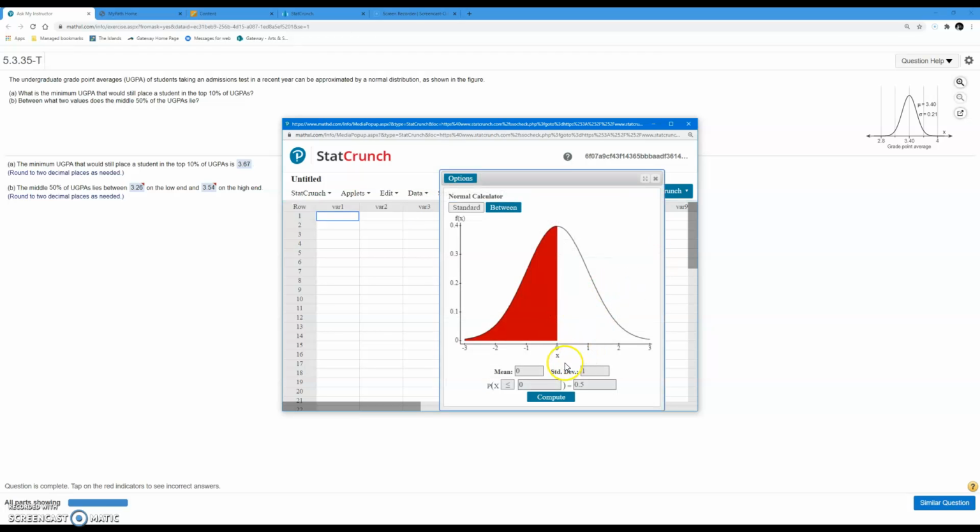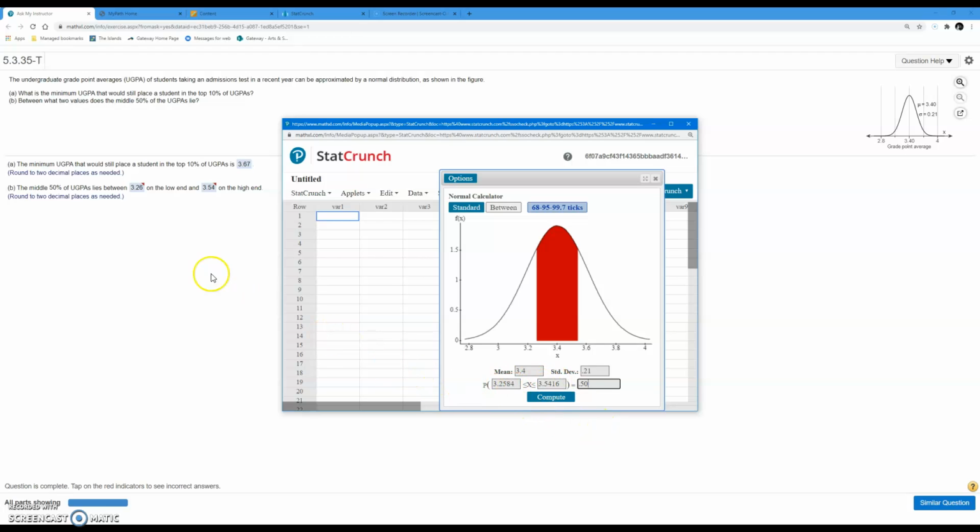In this normal calculator, you can put in the mean, standard deviation. Again, these two were given up on the top right. And we want to know what two values are between the 50%. So let's hit between. And here you can put in 50% as a decimal. And that will give you the low end and the high end.